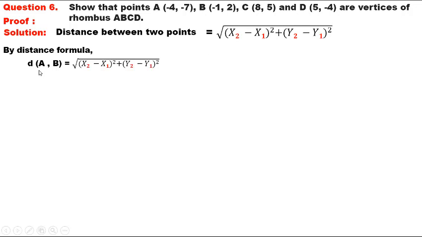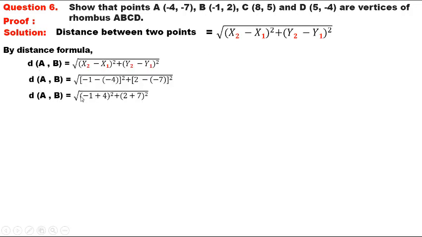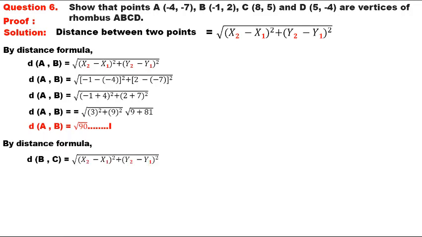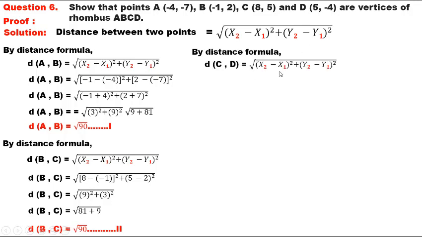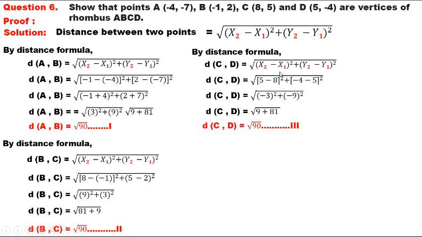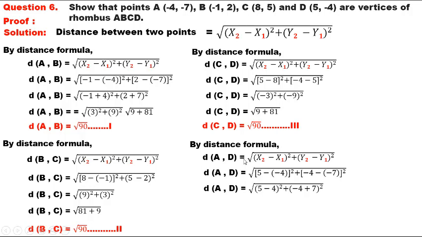We get distance between A and B is equal to under root of 90, while distance between B and C is equal to under root of 90. Distance between C and D is equal to under root of 90, and distance between A and D is equal to under root of 90.